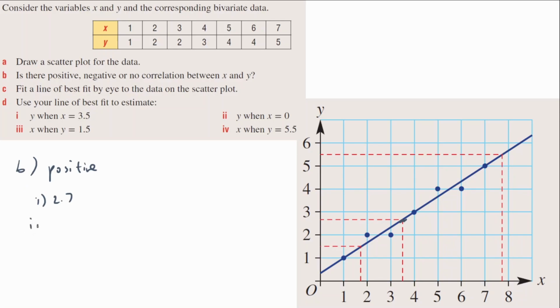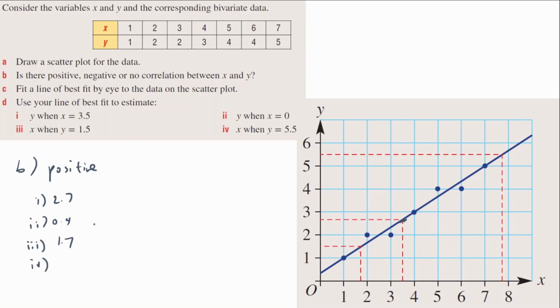Alright, part 2, Y when X equals 0. When X equals 0, Y is estimated to be about 0.4. For part 3, X when Y is 1.5. So this time I'm going to where Y is 1.5, and X is going to be roughly around, I'd say about 1.7 there.